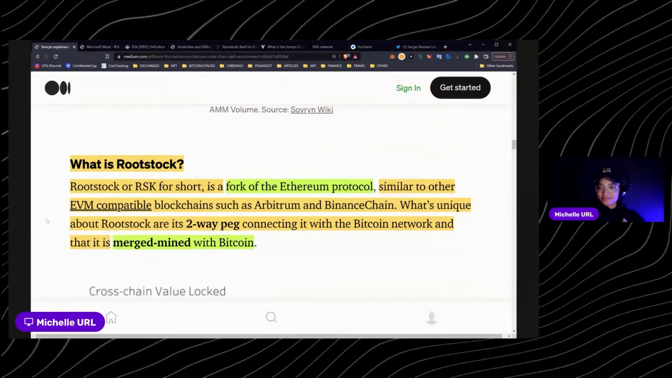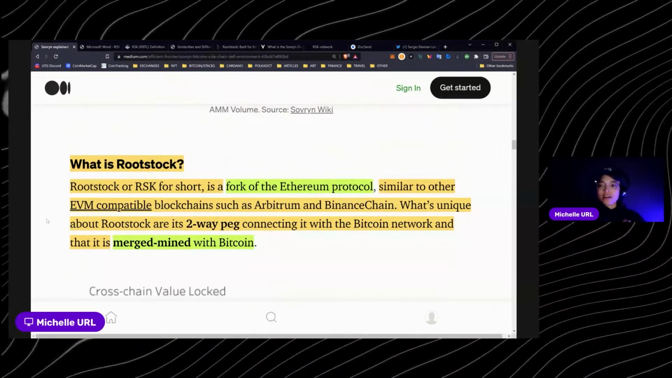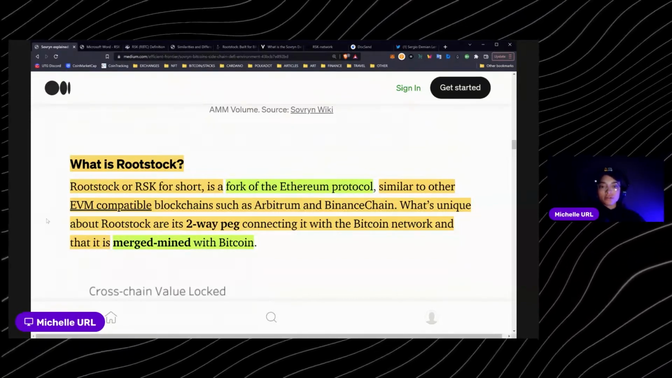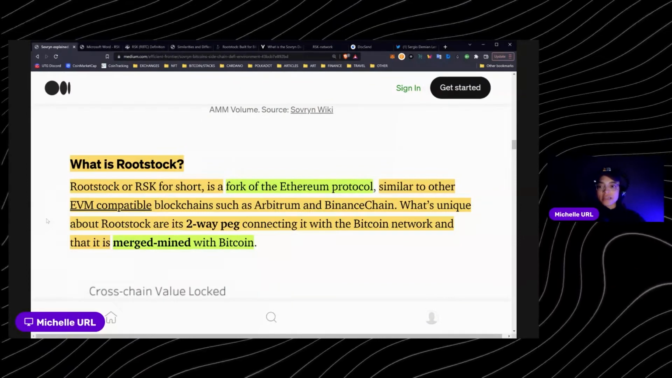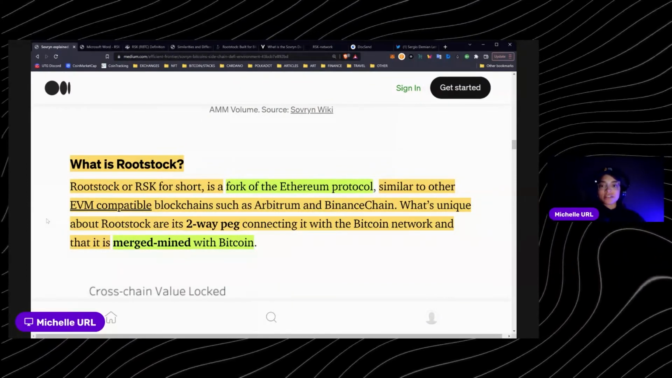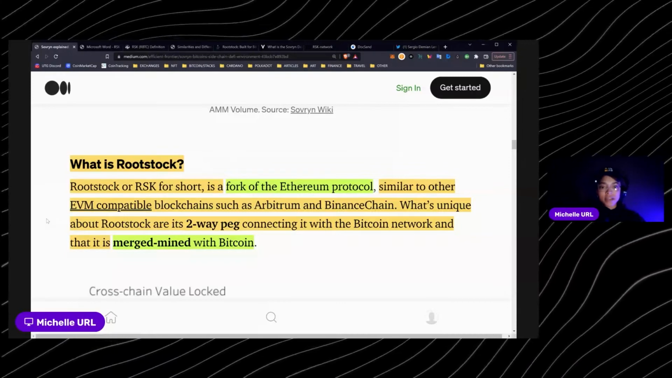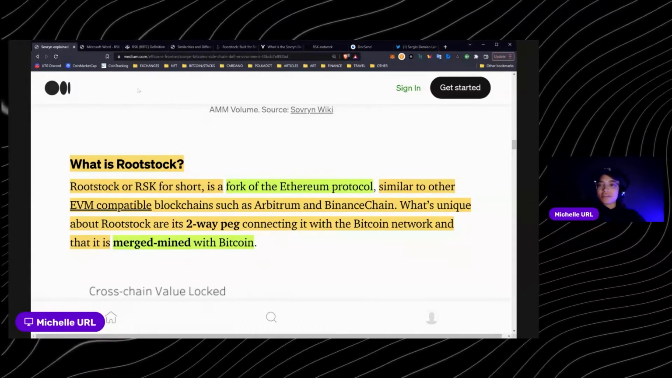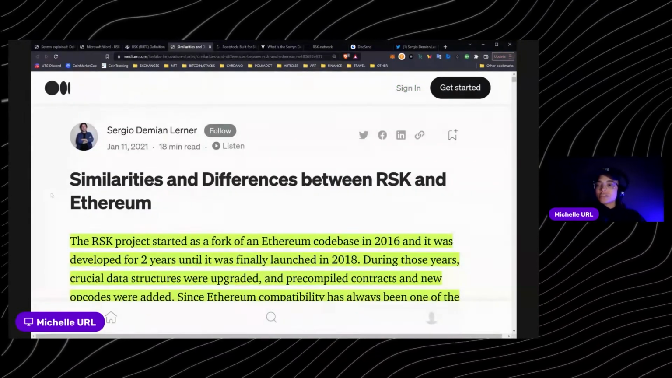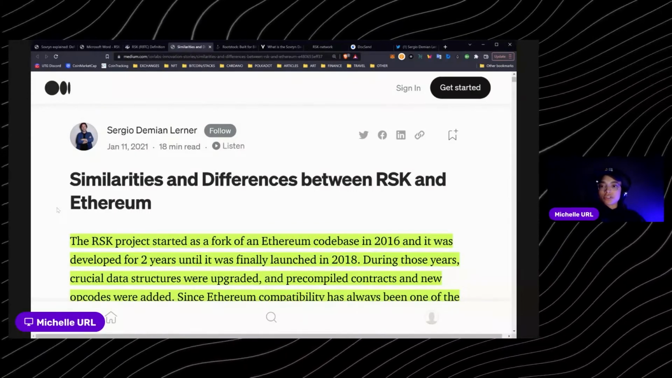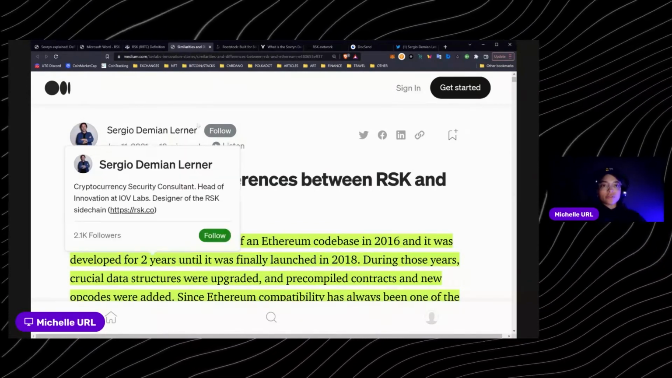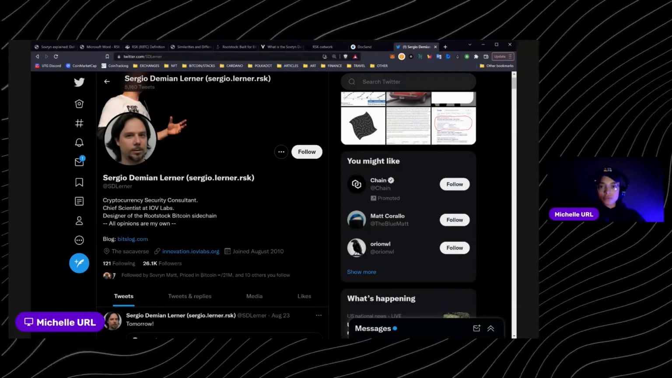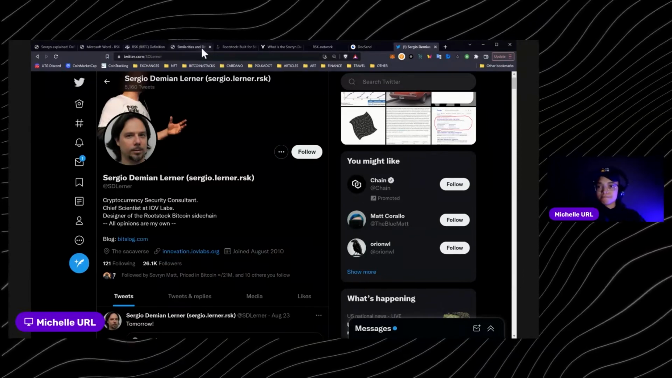What is Rootstock? Rootstock, or RSK for short, is a fork of the Ethereum protocol, similar to other EVM-compatible blockchains such as Arbitrum and Binance Chain. Okay, let's touch on this real quick. It is a fork of the Ethereum protocol. So here we have an article by Sergio Lerner, who is a co-founder. Let's go over here to his Twitter. He is the co-founder of Rootstock, of RSK.